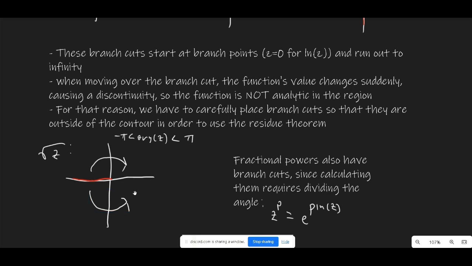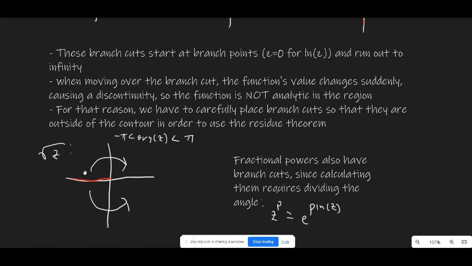However, if we defined our branch cut somewhere else, for example on the positive real axis, then a point right here would get mapped all the way back here when we take the square root, which is totally different behavior. This shows that the branch cut is incredibly important because it changes the behavior of square root z.